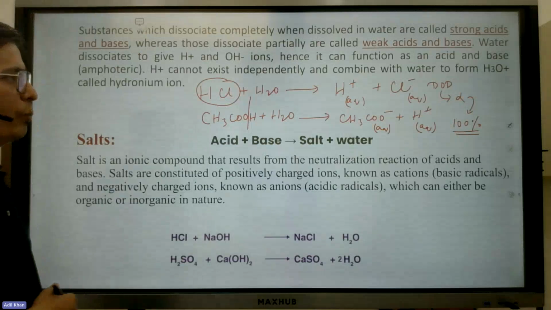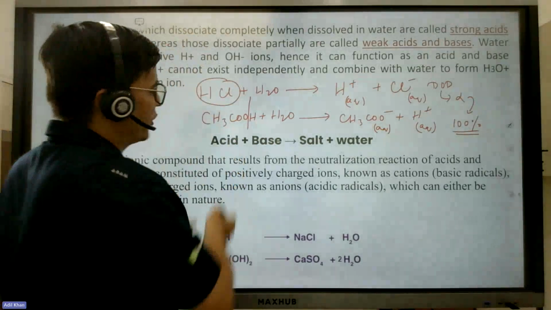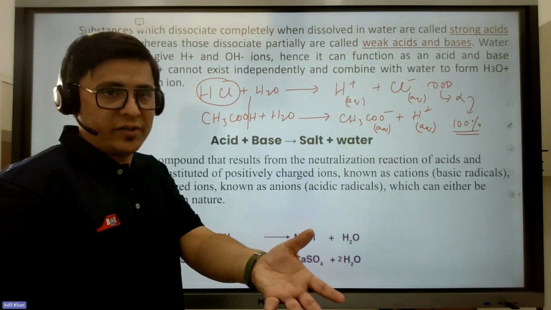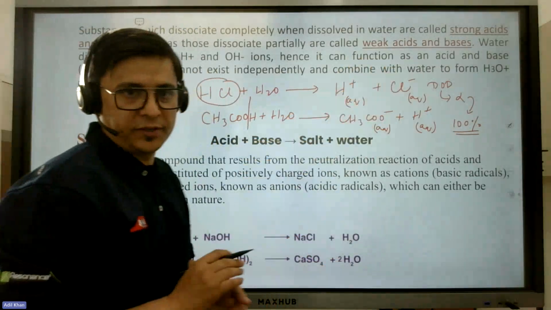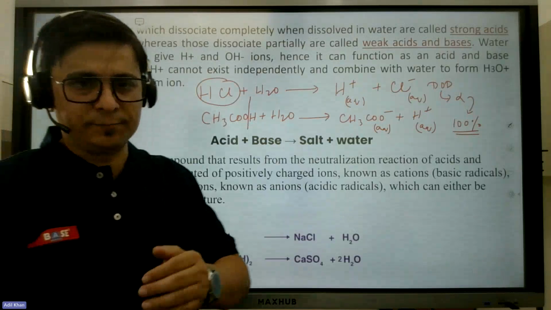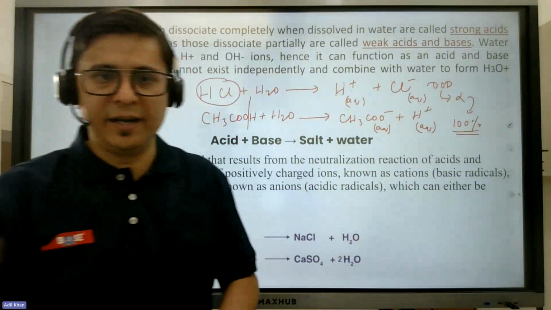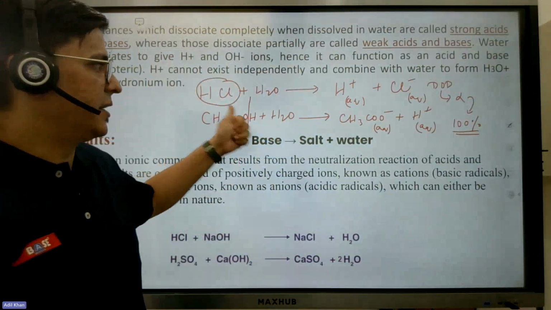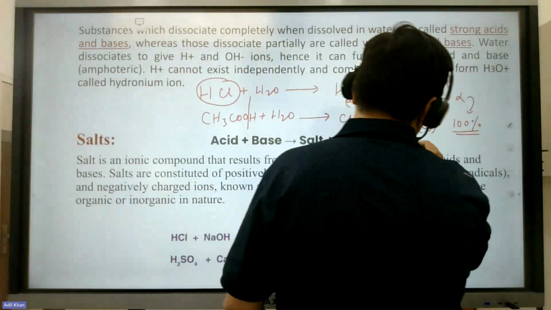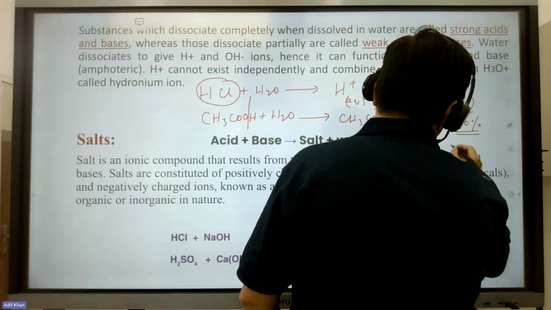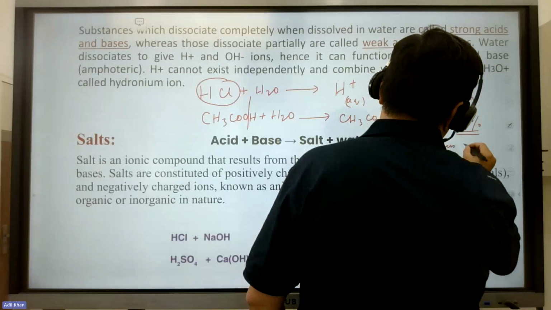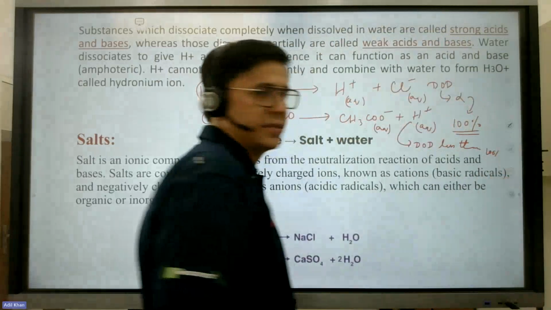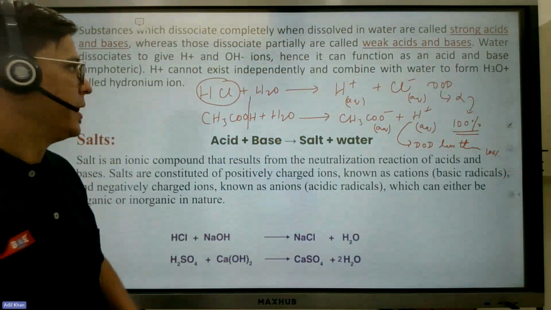So basically what I mean to say is that if you take 1 kilogram of acetic acid, initially only 300 gram of acetic acid is breaking into acetate ion and H plus ion. Later when you add more water, some more amount of acetic acid will break. So in this case, the degree of dissociation, that is DOD, is less than 100%.